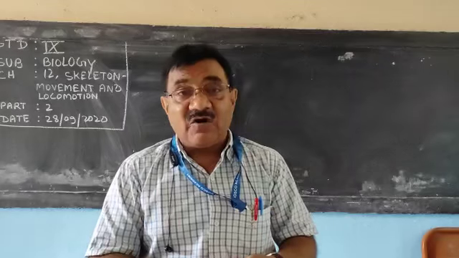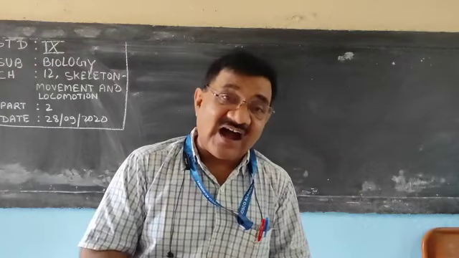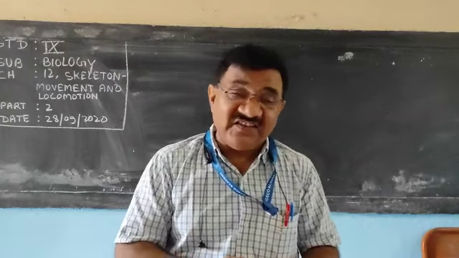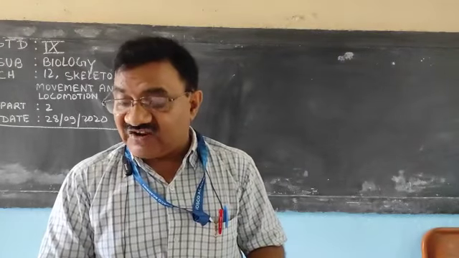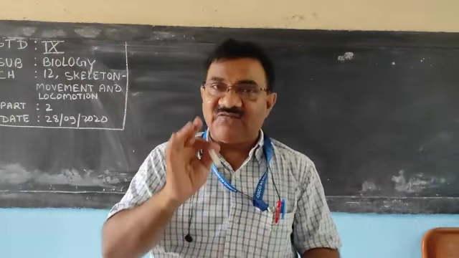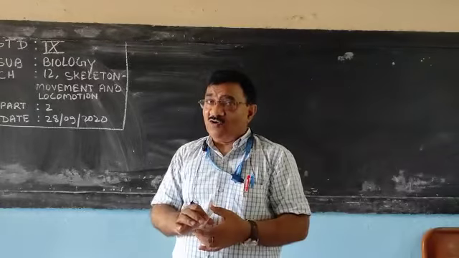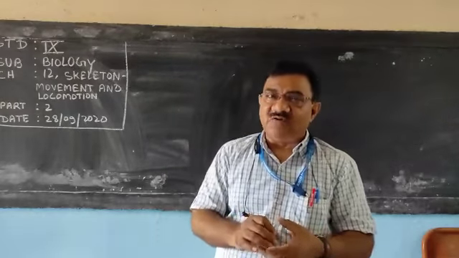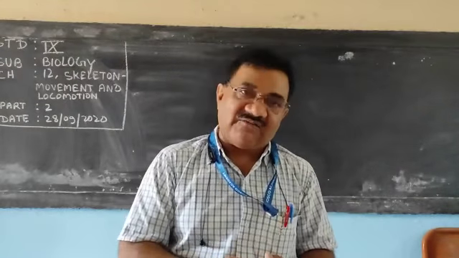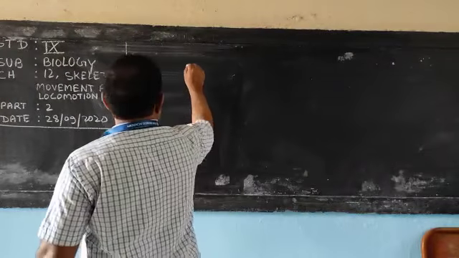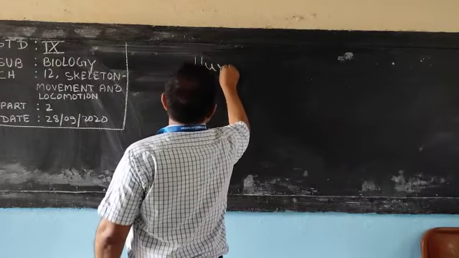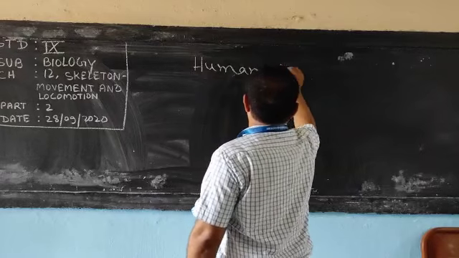We have also discussed the outer covering of the bone, the periosteum, and its location and function. That part is clear. We discussed the bone marrow, in which the WBCs and RBCs are formed. Now we have to discuss the human skeleton in detail.